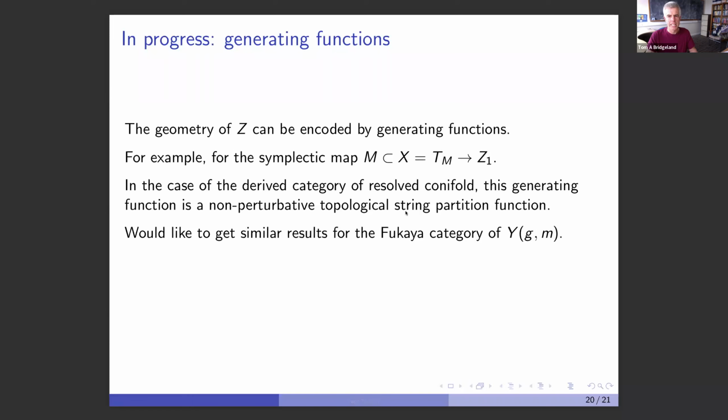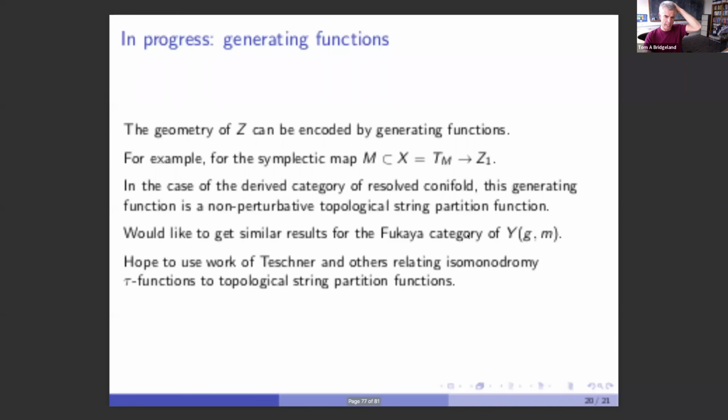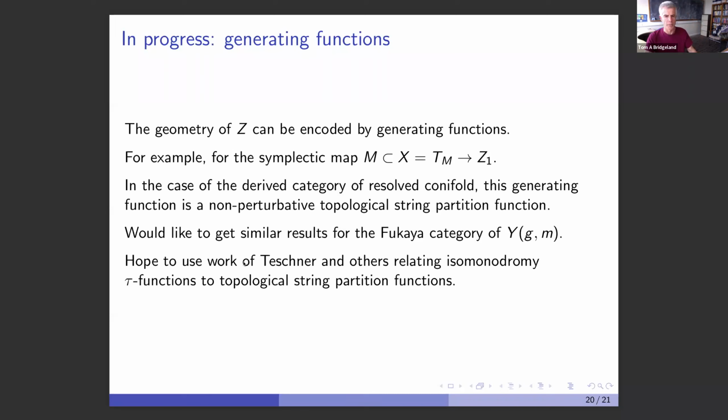And so the question really is, can you do something similar for these more complicated threefolds? Why GM? Remember, I said one way of constructing this category D_GM was as a Fukaya category of some still quite simple threefold, but actually it's measurably more complicated than the resolved conifold. And so the idea would be that by studying the properties of this map and the generating function for it, you might be able to get at a sort of non-perturbative version of the string partition function in this case. And certainly I'm not the first to think along these lines.